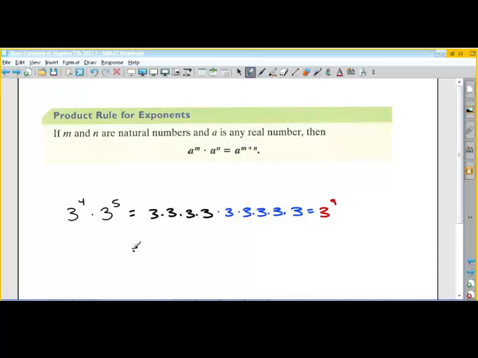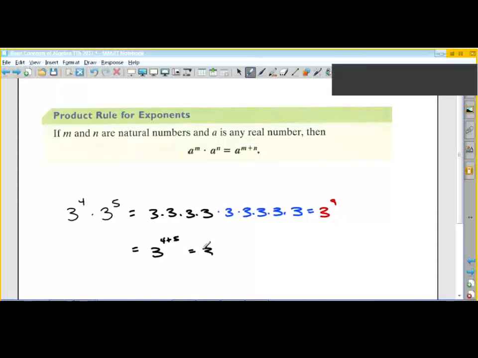That would be the long way, which would be a waste of time. So what we do is we use the law of exponents, the product rule for exponents, which says that all we have to do is add the exponents together. The exponents here are 4 and 5, so you add those together and you get 9.